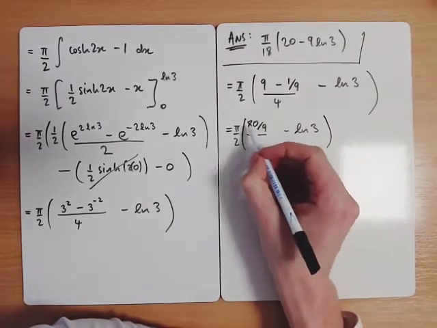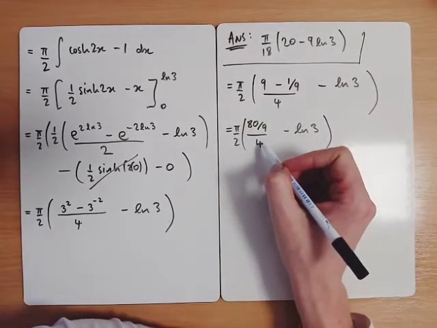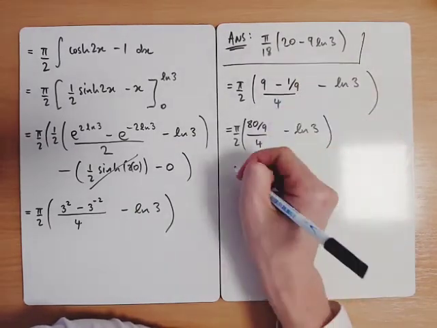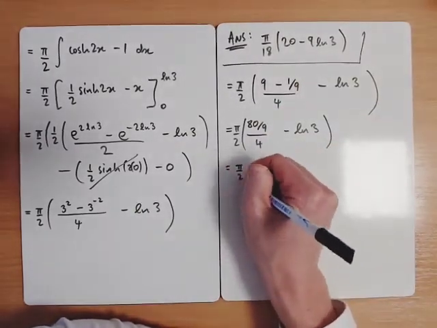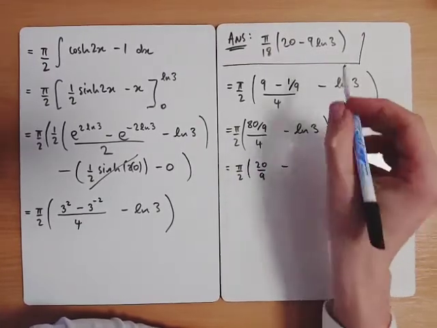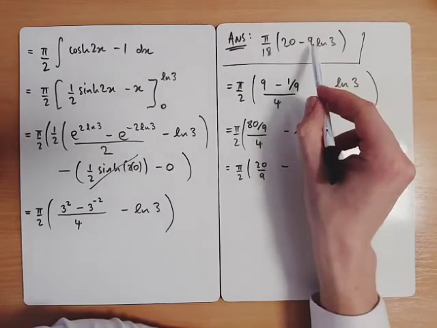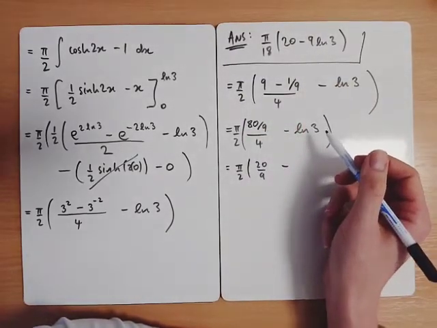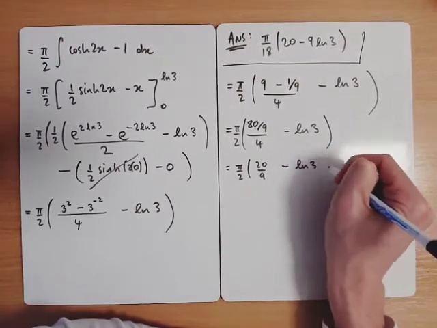So that, if you do 80 over 9 and divide it by 4 as well, that's 20 over 9, which is where this 20 is going to come from. So we could write pi over 2, 20 over 9. And now at this point we need to think about the ln 3. We want 9/18. Let me actually just expand it out first, and it'll probably be easier.